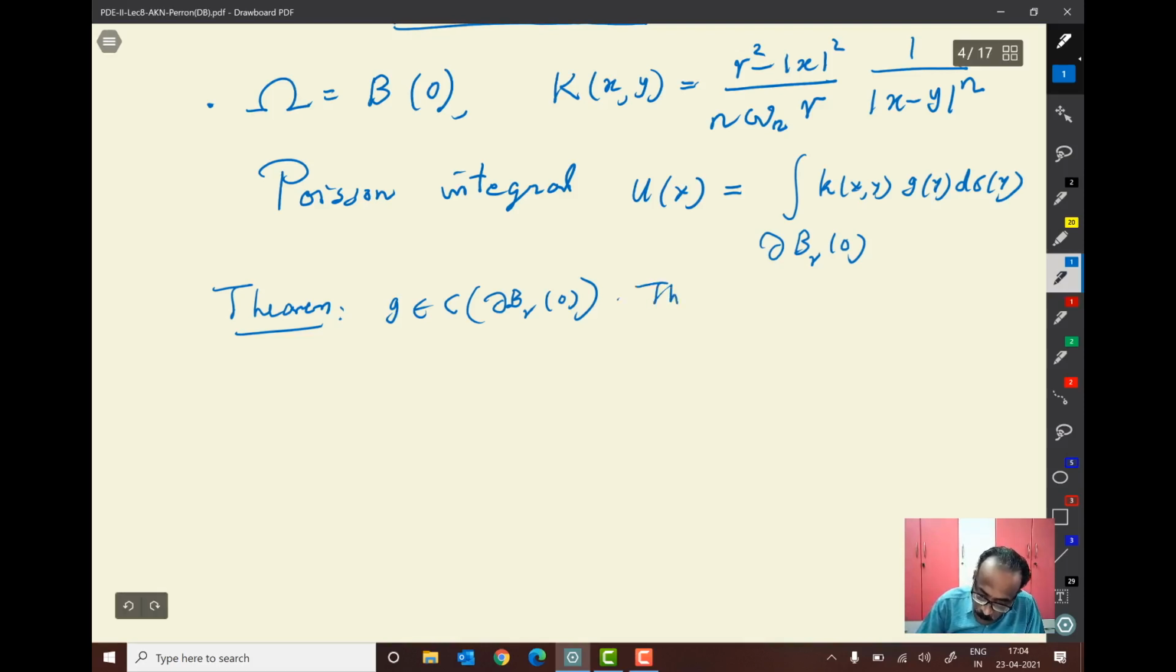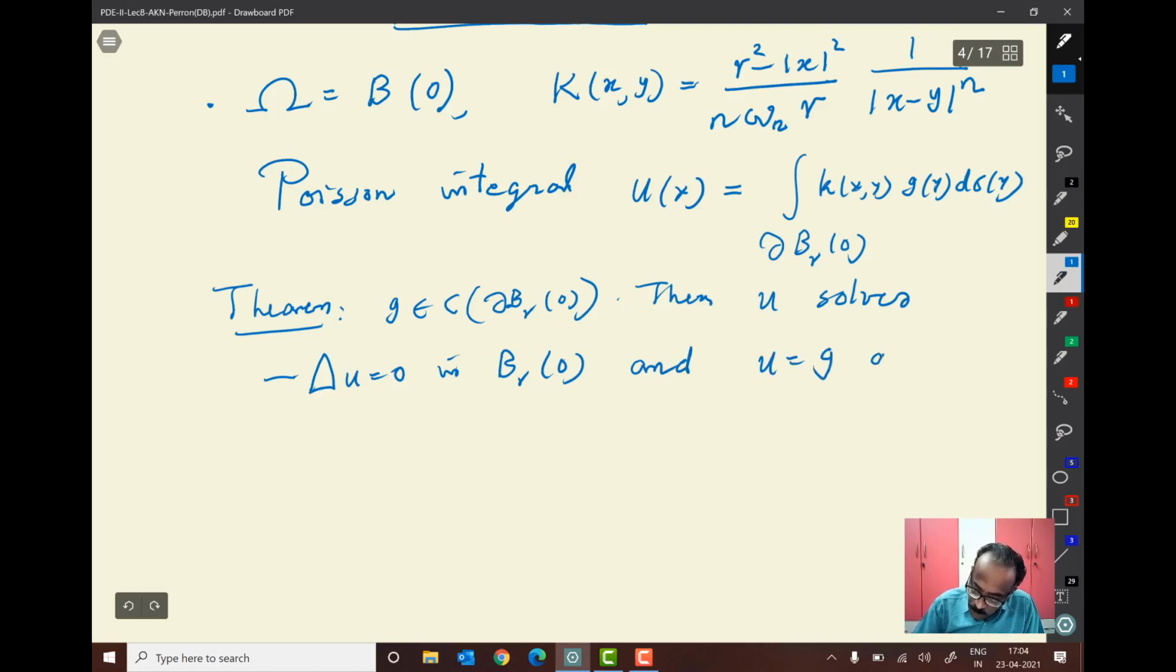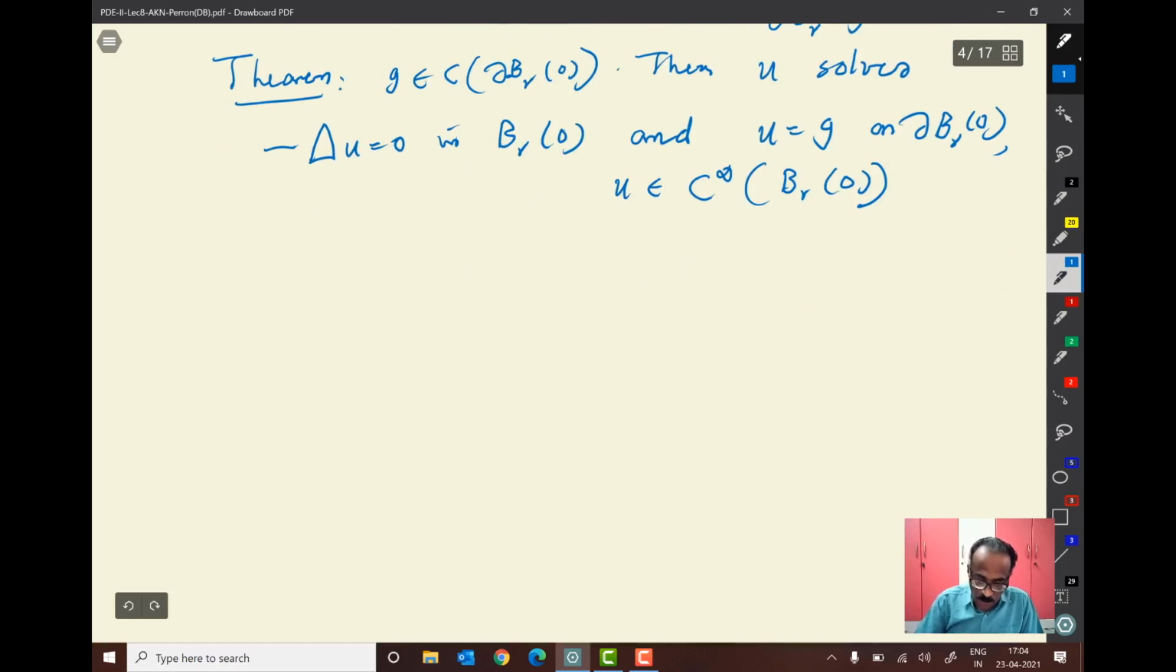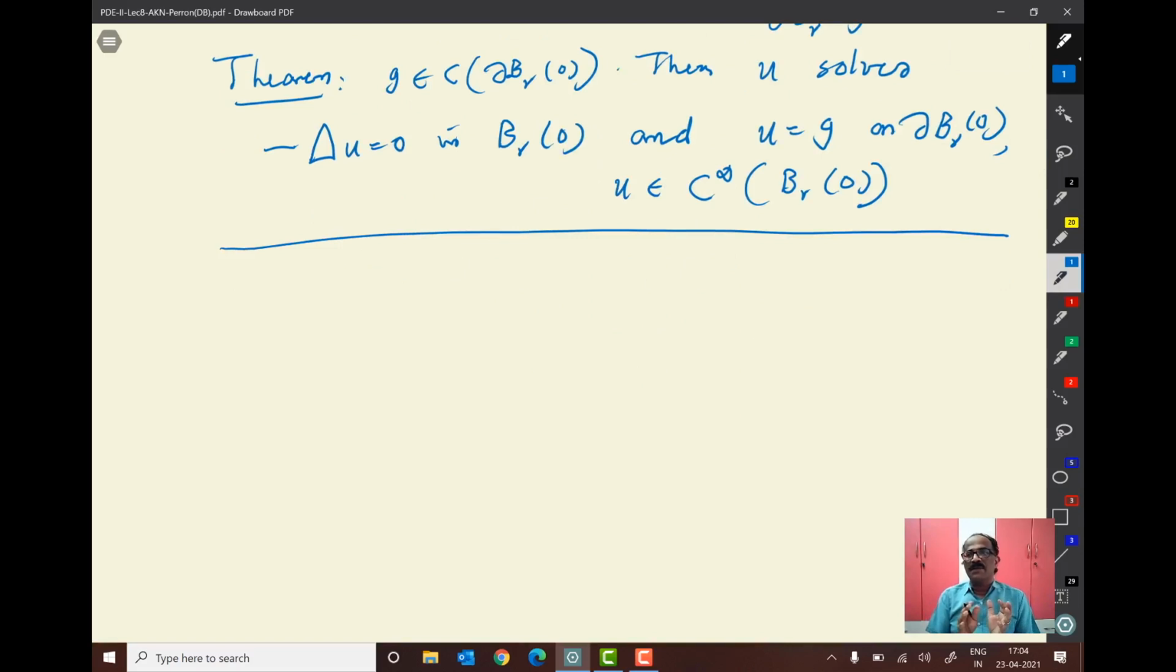Then u solves minus Laplacian of u equal to 0 in Br of 0 and u equal to g on the boundary of the ball. In fact you have again that u is in C infinity of Br of 0. So as I said, this is all a brief recap of the PDE 1 course, about the Laplacian that we have studied.